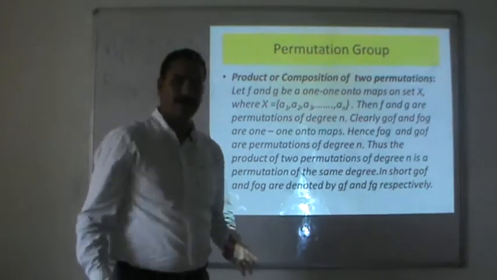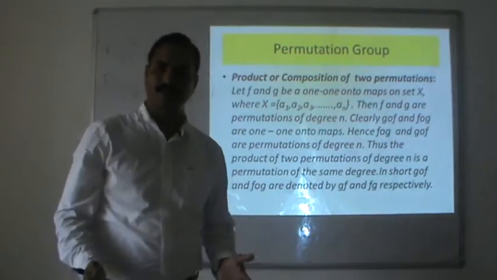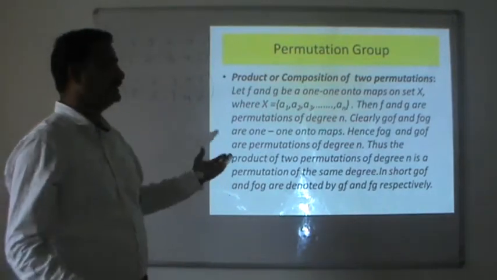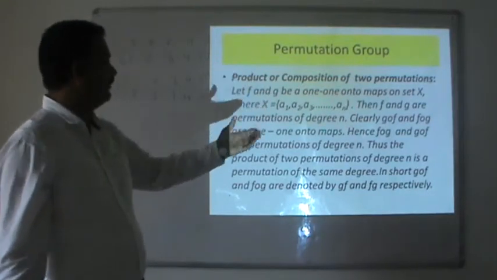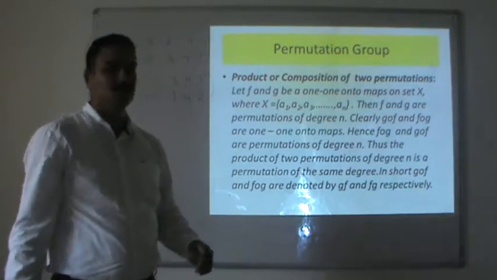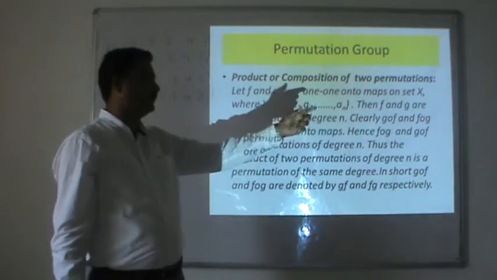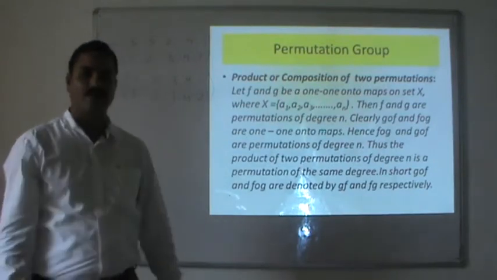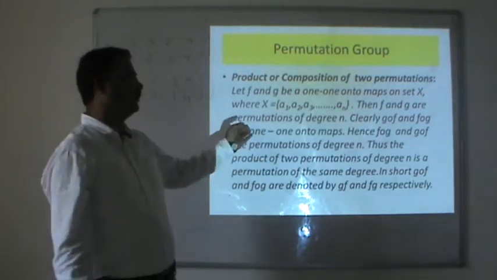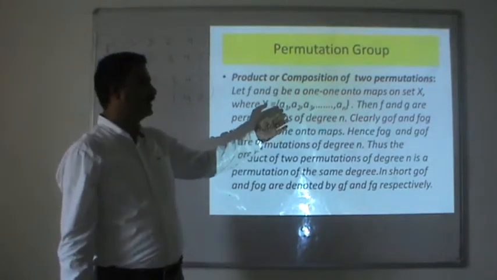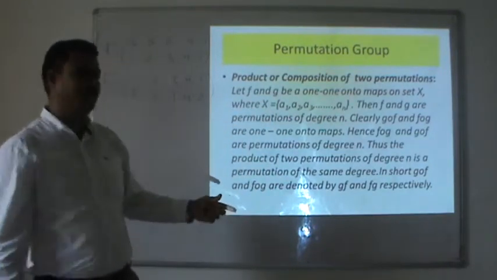Now we define the product or composition of two permutations. As we know, permutations are nothing but bijective functions. So being functions, we can easily define the product of functions. Product or composition of permutations: let F and G be two 1-1 onto maps on a set X, where X is given by a1, a2 up to an, a finite set consisting of n distinct elements. Then F and G are permutations of degree n, because the degree of a permutation means the number of elements in the finite set over which we define our permutation.